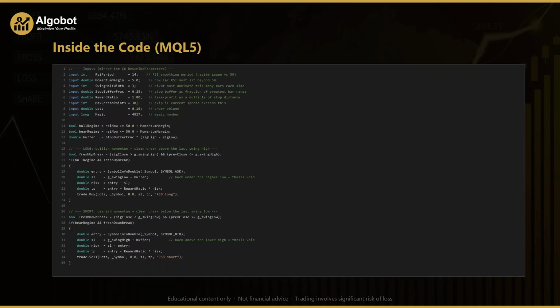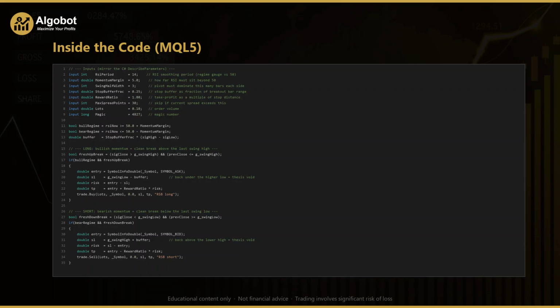When bull regime and that fresh break are both true, the code reads the ask price as the entry, sets the stop just below the swing low minus the buffer, measures the risk as entry minus stop, and places the take profit at the entry plus the reward ratio times that risk. It then calls trade.buy with those stop and target levels.